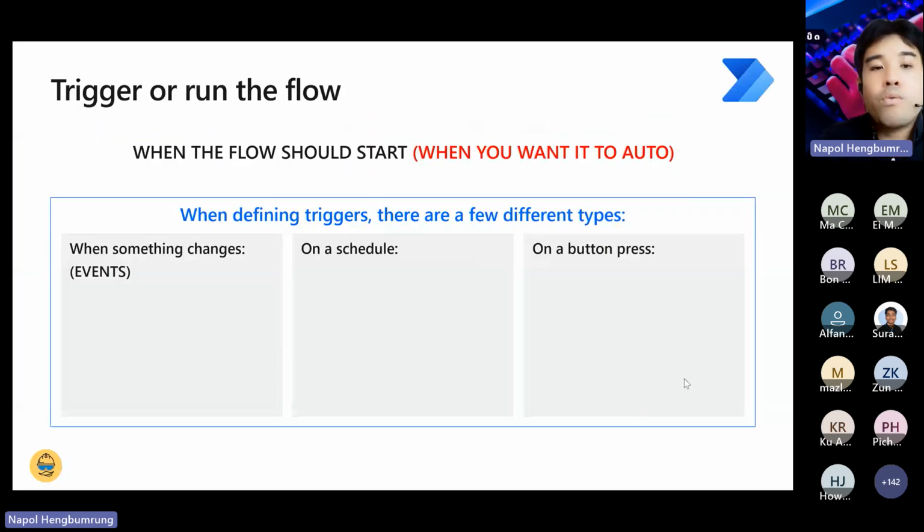So when you come to think of it, you want to automate something, you want your process to be automated. This is what you have to think about first. The first thing is when the flow should start, when you want it to run automatically. This is where you define the trigger, what you want to trigger it.